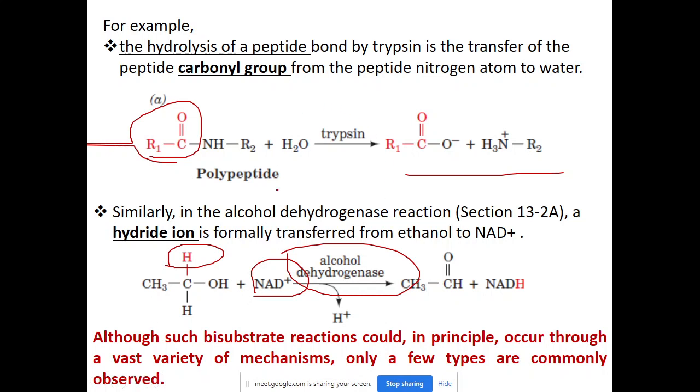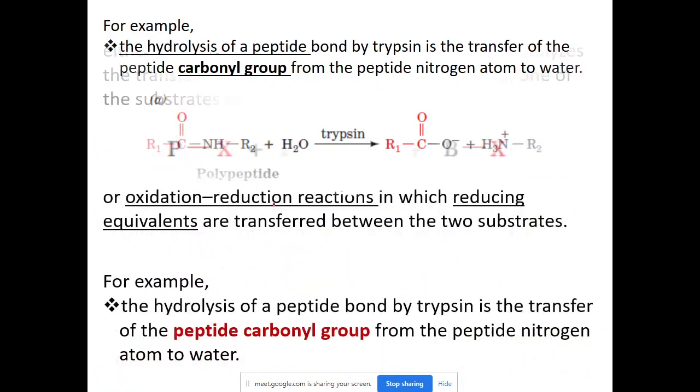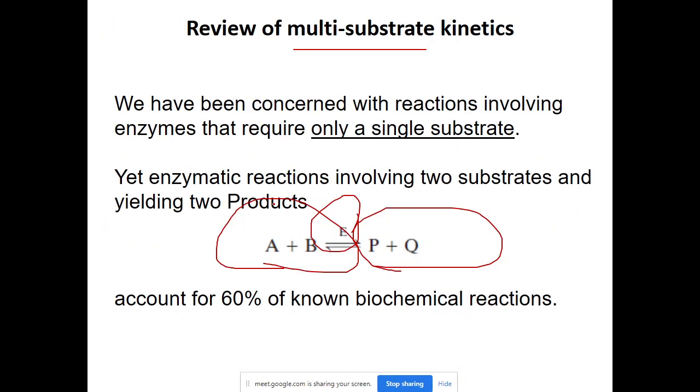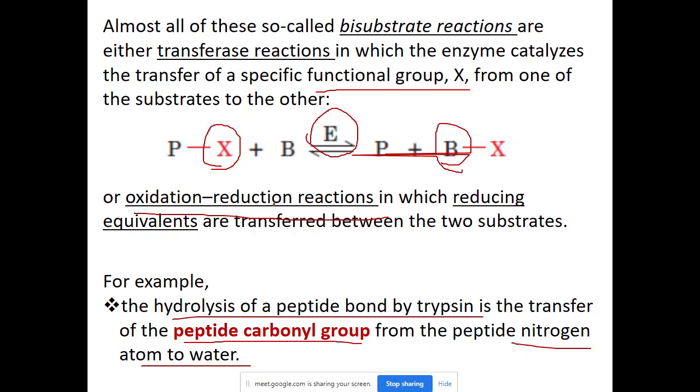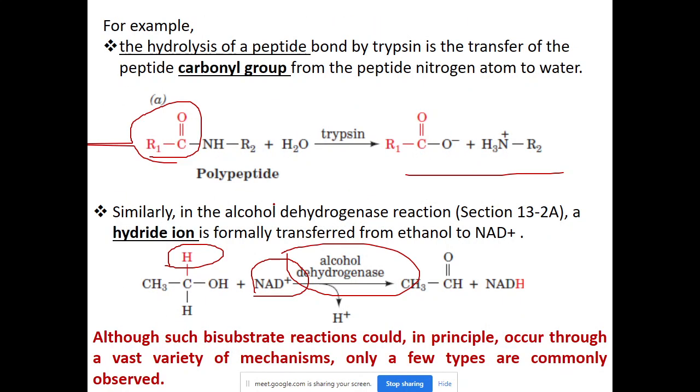So in biological systems, as I said, about 60% of the known biological reactions belong to bi-substrate kinetics, but only a few types are commonly observed. In this session, like what we have done for the uni-substrate, we will decide what plot can be applied for the two-substrate kinetics, and what the slope, the Vmax, and the intercept could be.